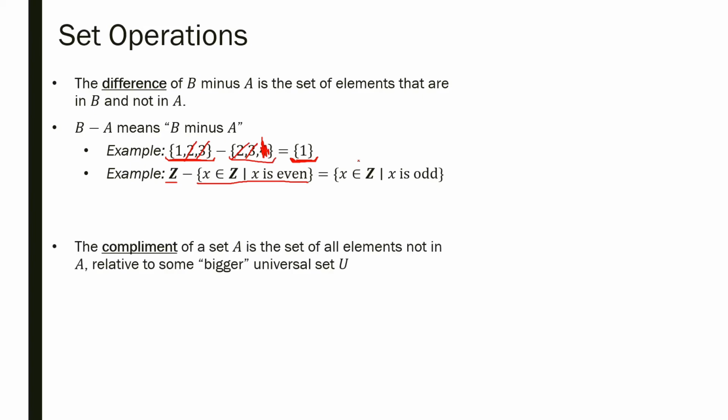All right, one more. We're going to talk about the complement of a set. So some of you may have heard of complement before. The complement of a set A is the set of all elements that are not in A. So the complement is everything that's not in A. But it has to be relative to some bigger universal set U, and I'll explain what that means through these examples.